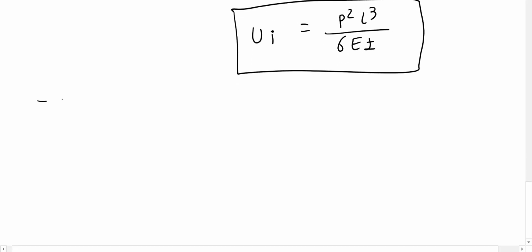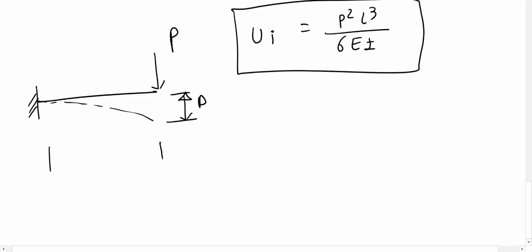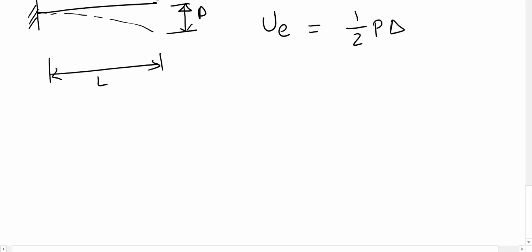Now we have equations to find the deflection. We need to find this deflection delta under this load P at length L. Now to calculate that one, we need to calculate the external work done. External work done would be 1/2 P delta. How do we know this one?